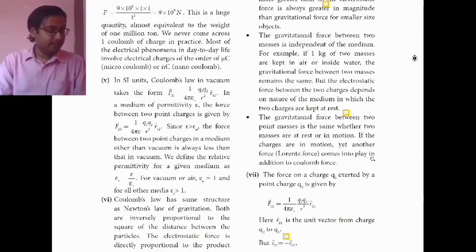Okay, the next point is the electrostatic force is directly proportional to the product of the magnitude of two point charges. That means F is directly proportional to Q1 into Q2, and gravitational force is directly proportional to the product of two masses, that is F is directly proportional to m1 into m2. Even though there are some differences between gravitational force and electrostatic force. What are they? Let us see one by one.